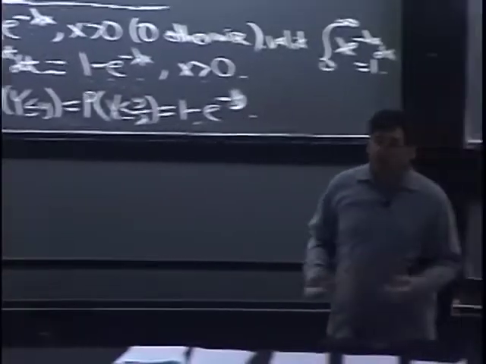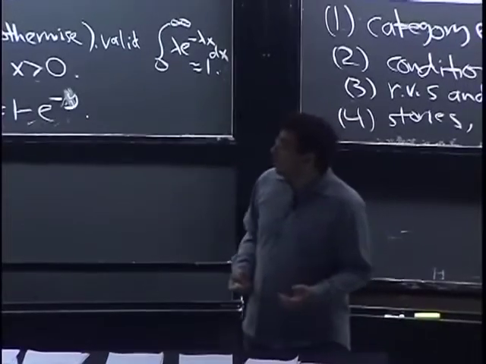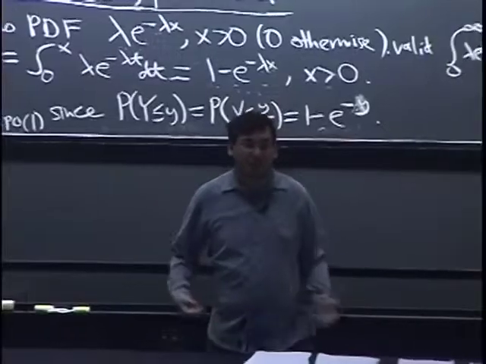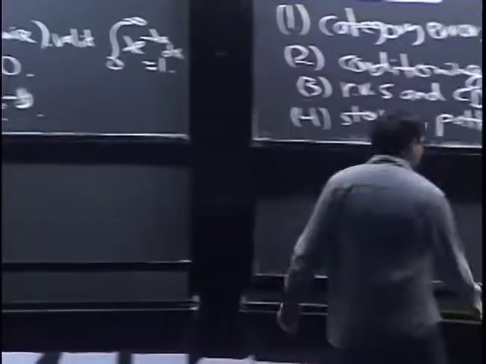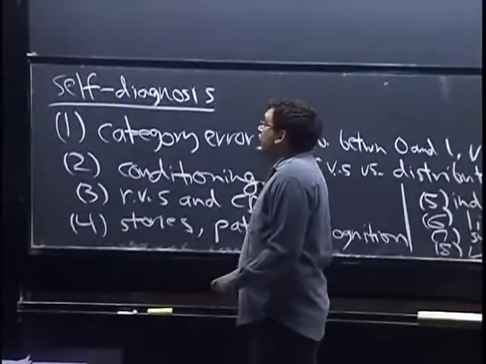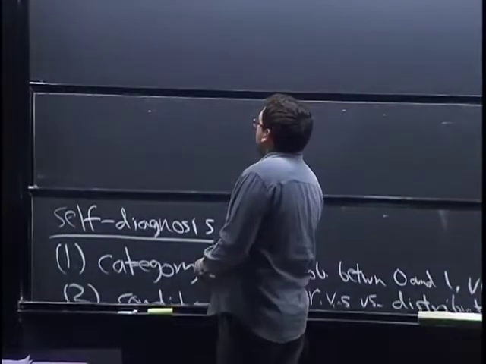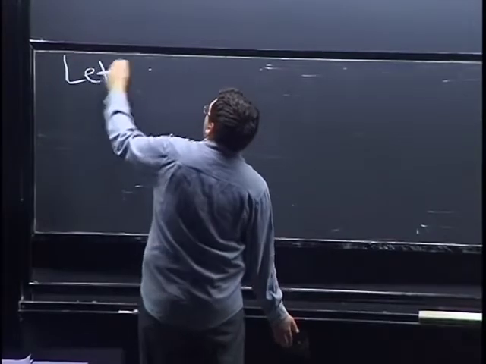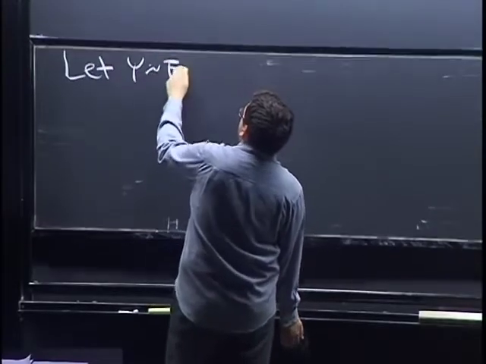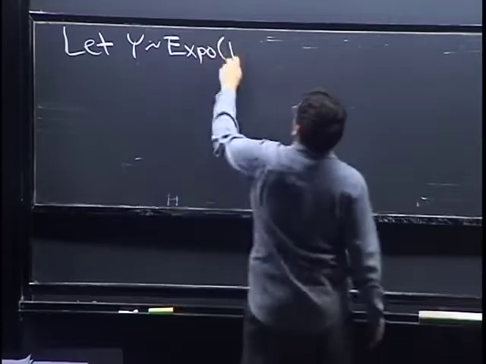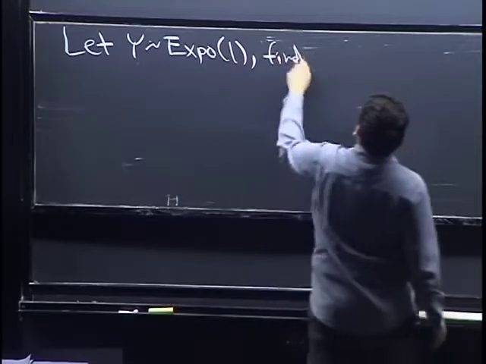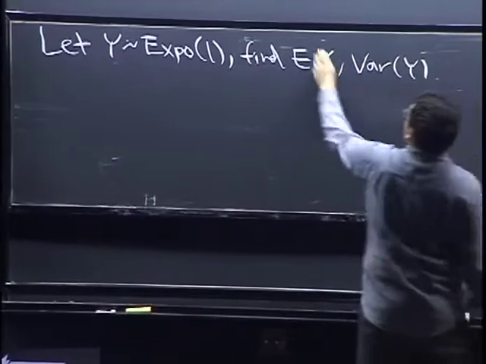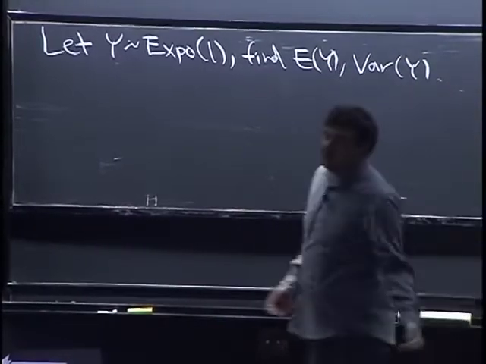Okay, so let's first concentrate on the case where it has parameter 1 and find the mean and variance, and then we can get the general case. So let's do that case now. We're letting Y be exponential of 1, and we want to find the mean and variance. So let's get the mean first.